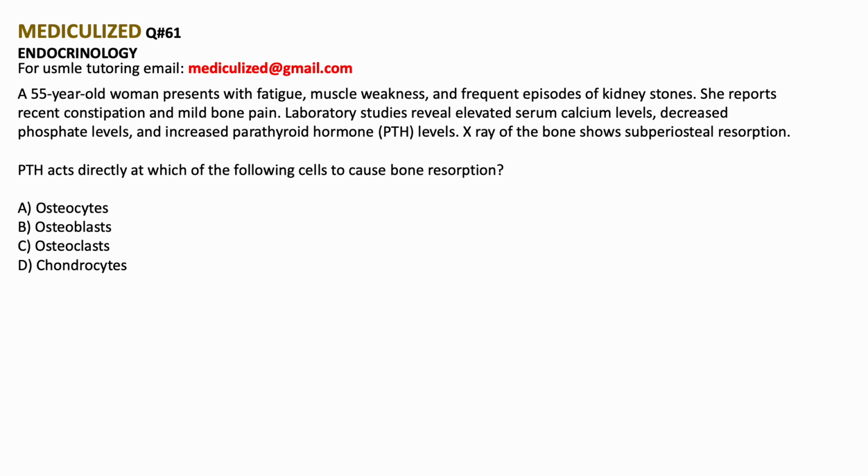So you have elevated calcium levels, decreased phosphate levels, and increased PTH levels. So the PTH is decreasing the phosphate. It's also called the phosphate trashing hormone for this reason, because it gets rid of the phosphate. It goes to the bone and causes increased calcium release and bone resorption. And that's actually going to be the question here.